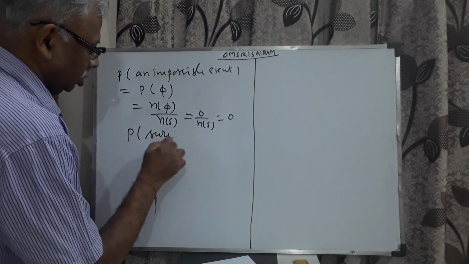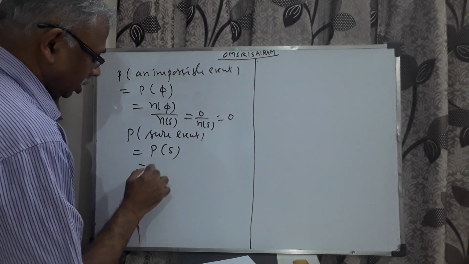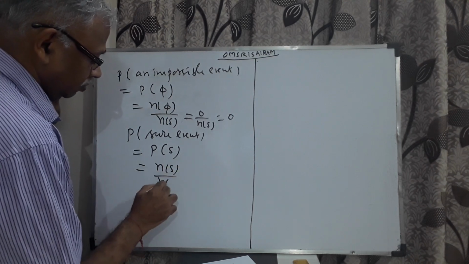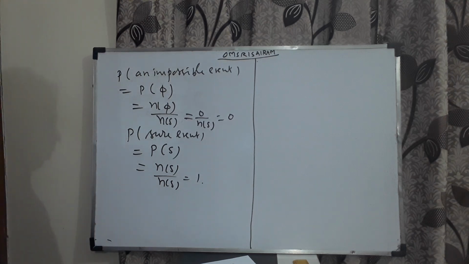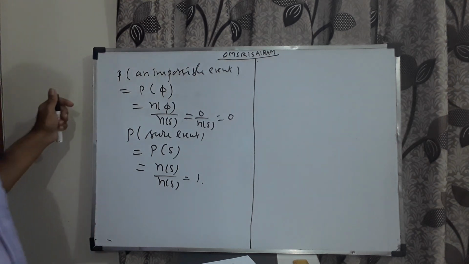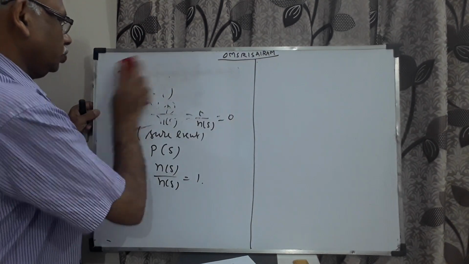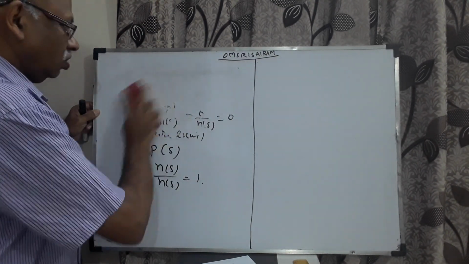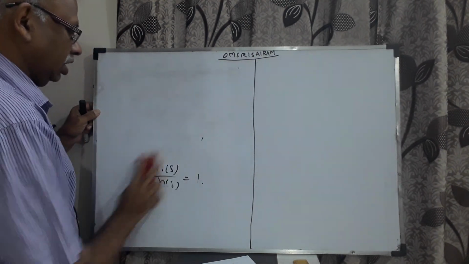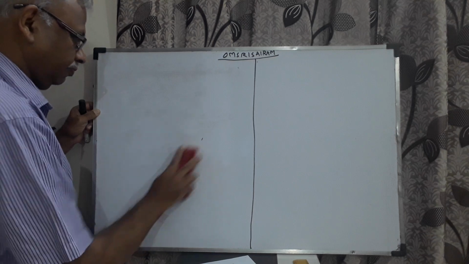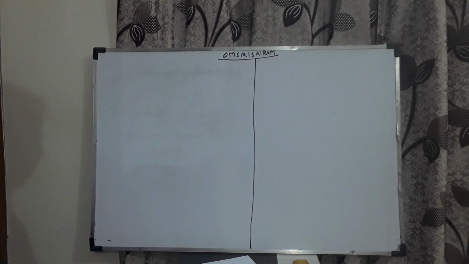Then P of sure event, which is equal to P of S, which is n of S by n of S, which is equal to 1. Therefore, probability of impossible event will be always 0 and probability of sure event will be always 1. These are the things you are supposed to think about anyway. These are all various possibilities where you can have such questions in MCQ. You should know anyway the meaning of all such questions.